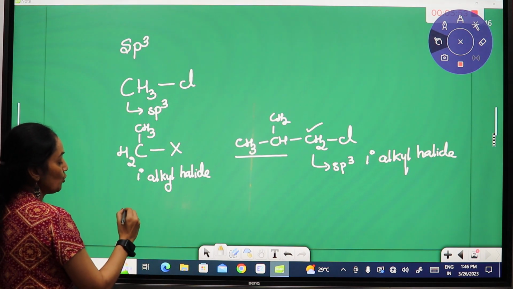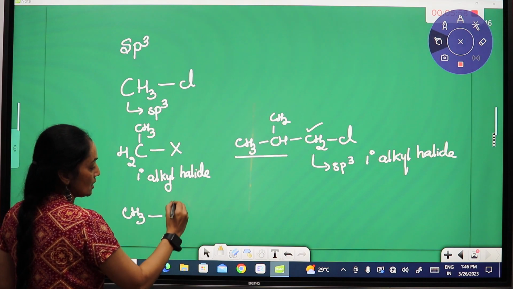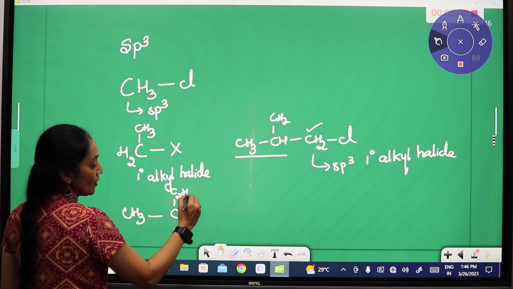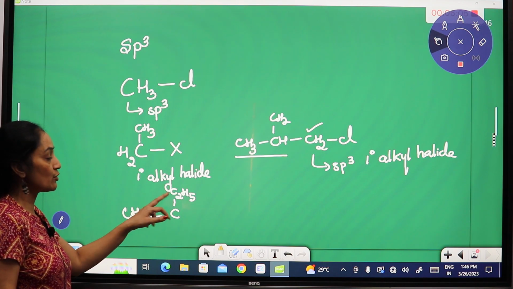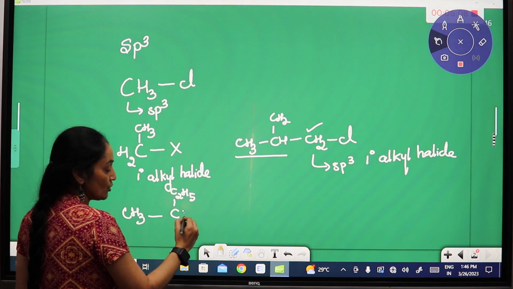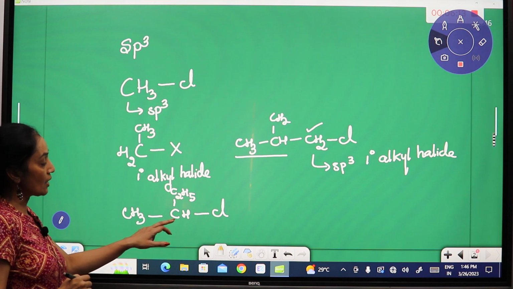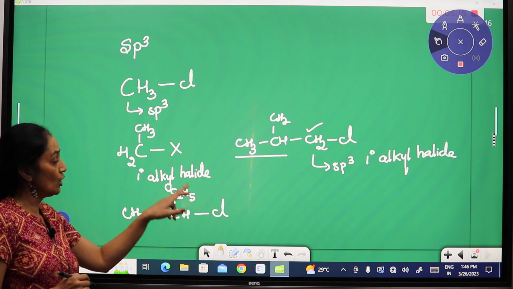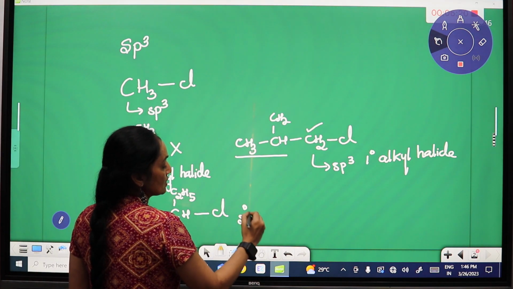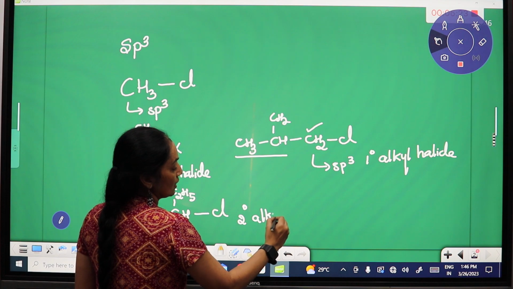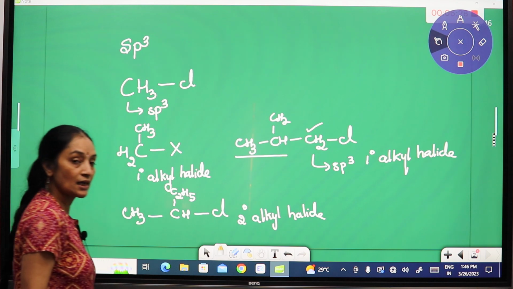Next one, 2 hydrogen atoms are being substituted, like we have CH3, C, here it will be C2H5. You can substitute by the same group or you can substitute with a different group. 2 hydrogen atoms are substituted, 1 hydrogen atom remains as it is, and then we have a halogen. The carbon atom to which a halogen is bonded, 2 hydrogen atoms are substituted, then we call it a secondary alkyl halide.